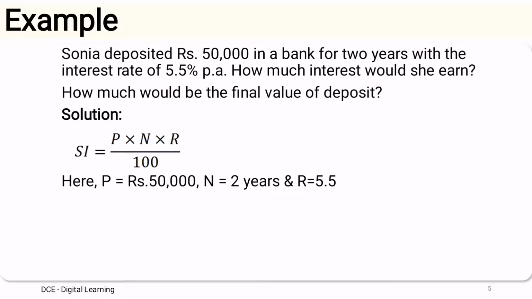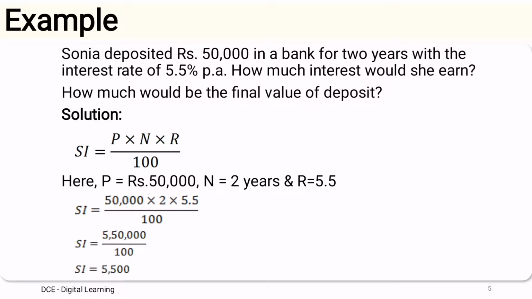N is 2 years, the period for which the deposit is made. R is rate of interest which the bank pays annually, and it is 5.5%. So SI equals 50,000 into 2 into 5.5 divided by 100. So SI equals 50,000 into 2 into 5.5 is 5,50,000 divided by 100. So therefore simple interest is rupees 5,500.